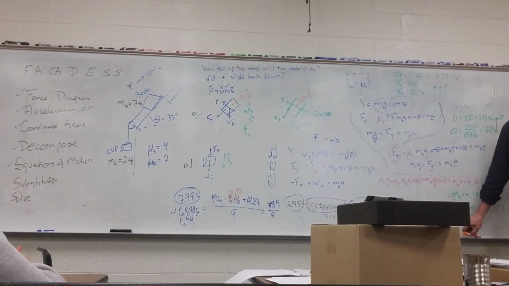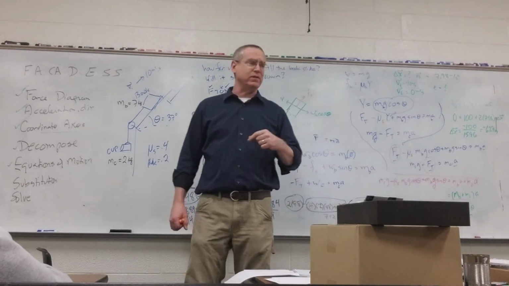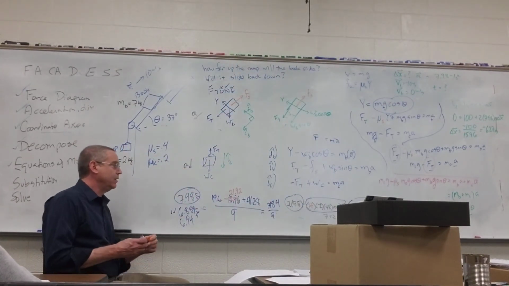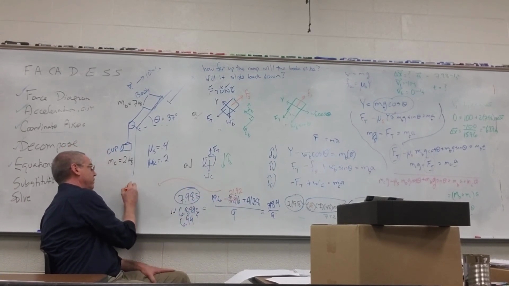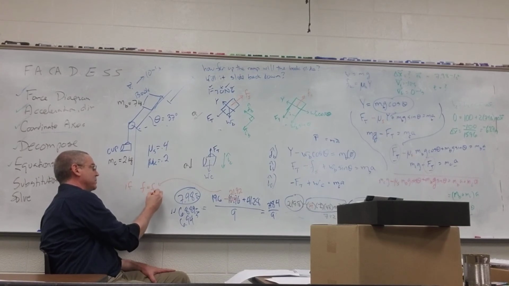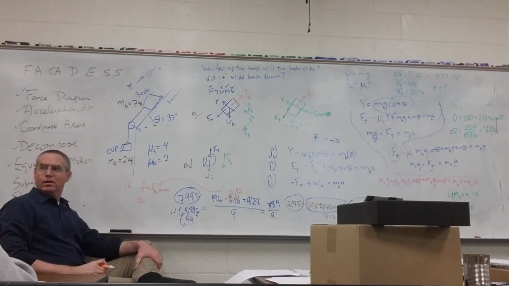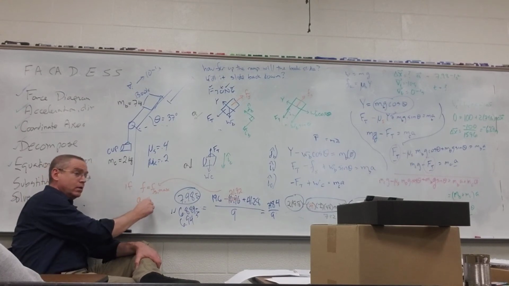This is a break-even point. If the maximum static friction is in play, what is our acceleration? So, if the friction is the maximum static, we get an acceleration of 4.32. Say it again? 4.32. 4.33? 4.33, yeah.